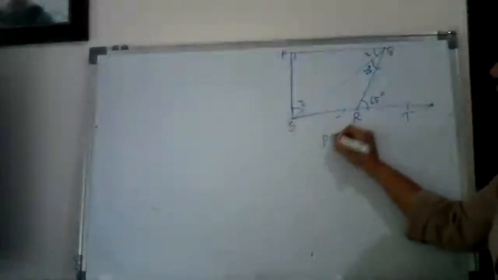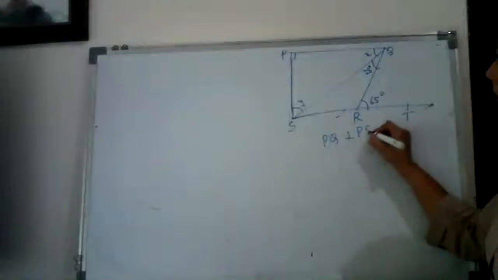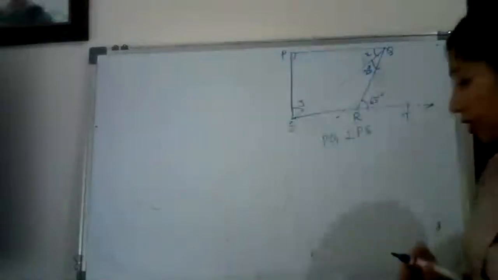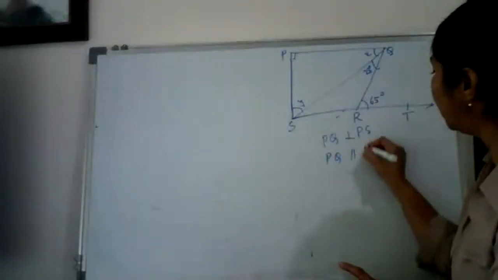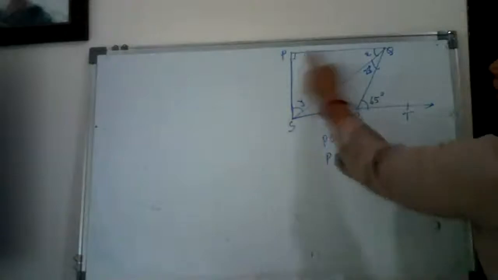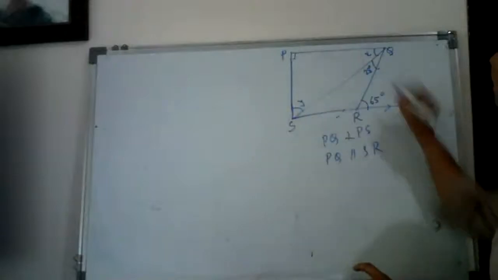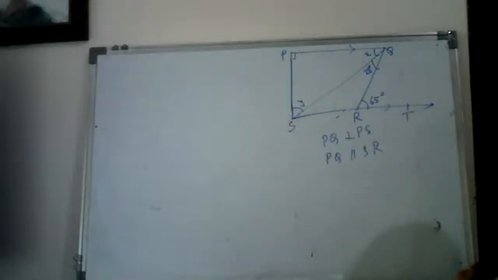Now let's see the data. PQ is perpendicular to PS. PQ perpendicular to PS, so the angle is 90 degree, as you can see here. PQ is parallel to SR. Can you see where PQ is parallel to SR? These two lines are parallel to each other. This is the notation for parallel.